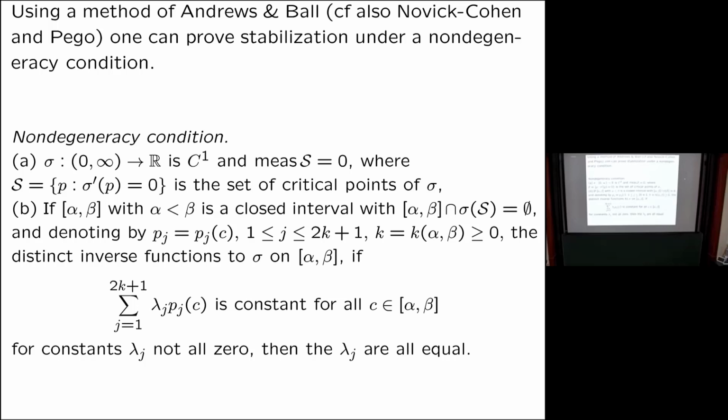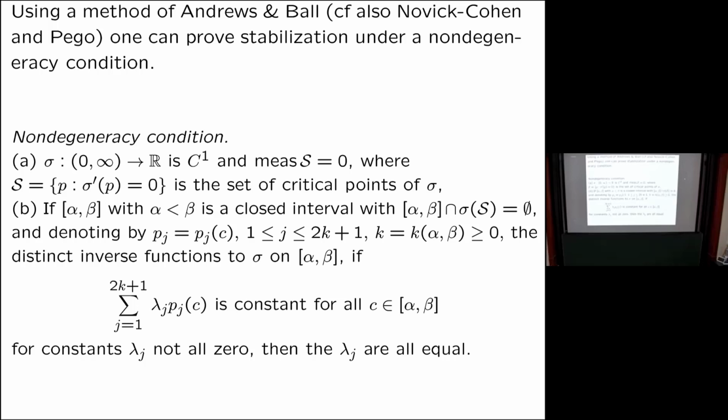Sigma goes to minus infinity for small p and to plus infinity for large p. So it's got to cross an odd number of times. And so you look at the inverse functions, Pj of C, where sigma of P is equal to C.